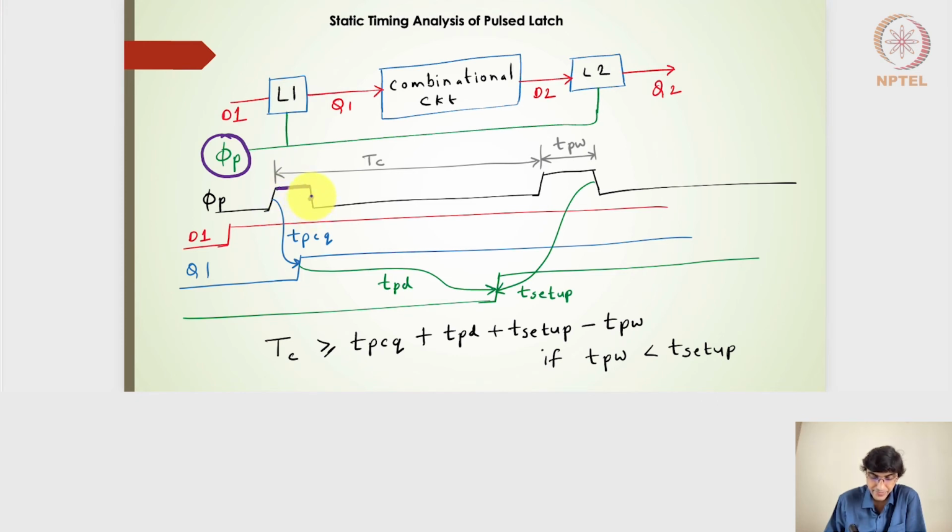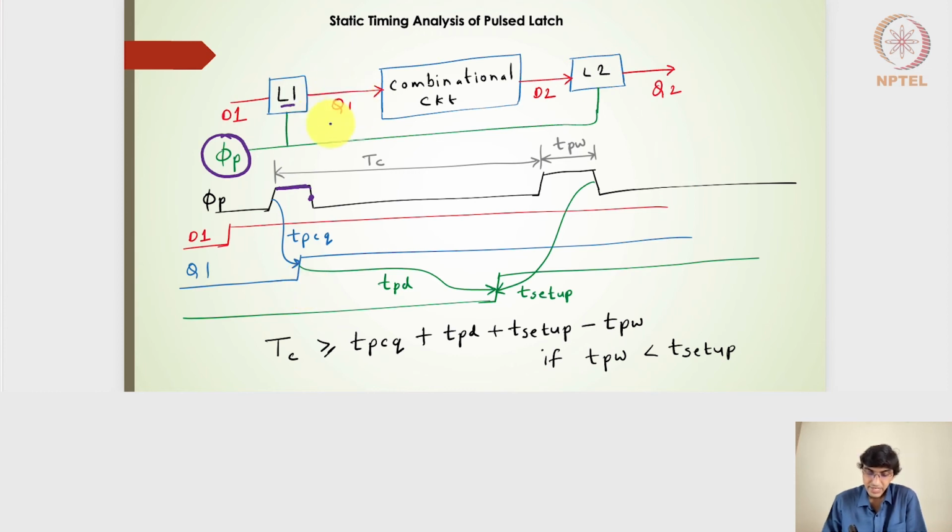It's defined from the negative edge of the pulse signal, right? But anyways, the D1 signal has arrived much earlier. So in that sense, the Q1 signal, the output of the latch 1, will be generated the moment the pulse signal goes high. So it is with respect to the propagation delay of the clock to the Q, right, for the pulse signal, for this particular latch design.